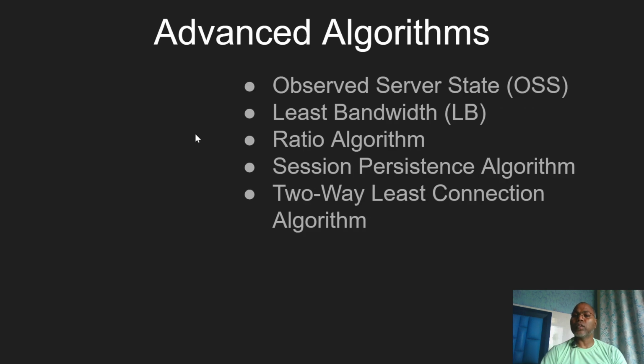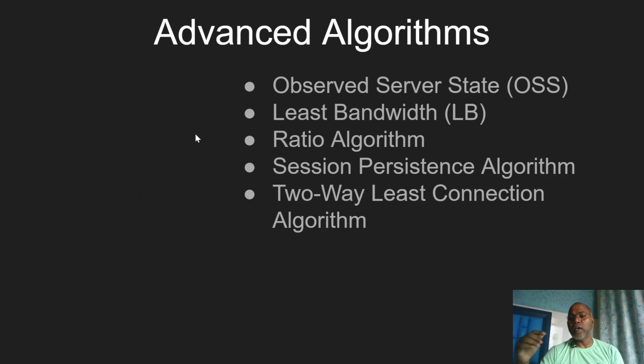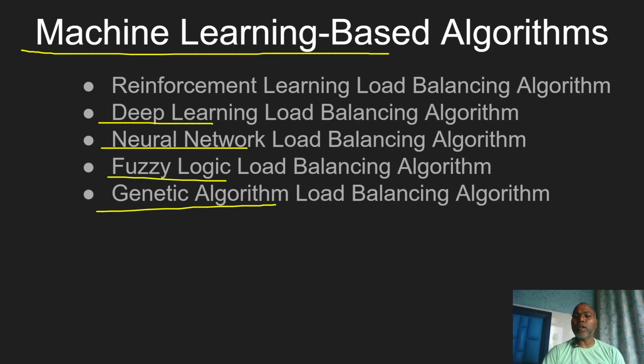Then there are advanced level algorithms, like observing server state, such as health, and the load balancer makes decisions accordingly. Similarly, least bandwidth, ratio based or percentage based, session persistence, or two-way algorithms. And nowadays, due to AI and machine learning, there are also machine learning based algorithms where we can apply deep learning, neural networks, fuzzy logic, or genetic algorithms, which are already available.